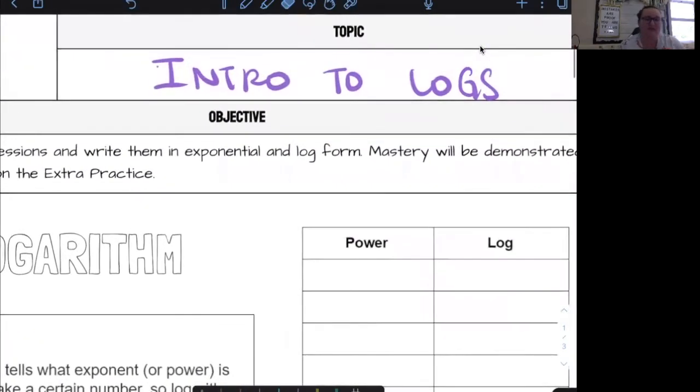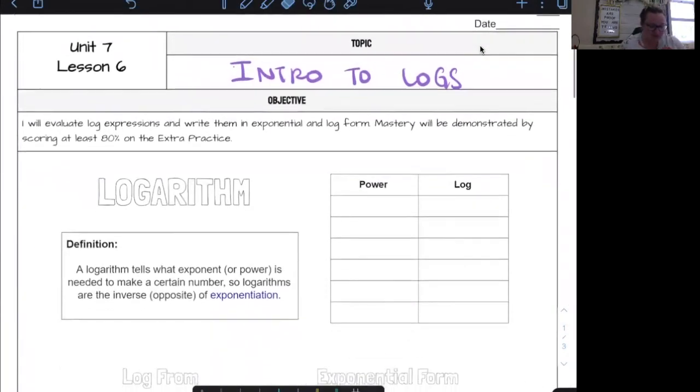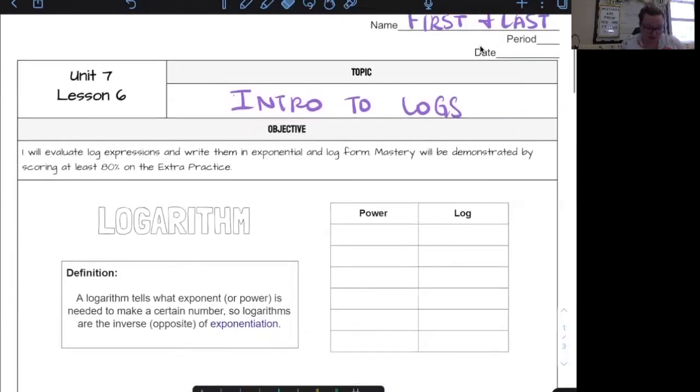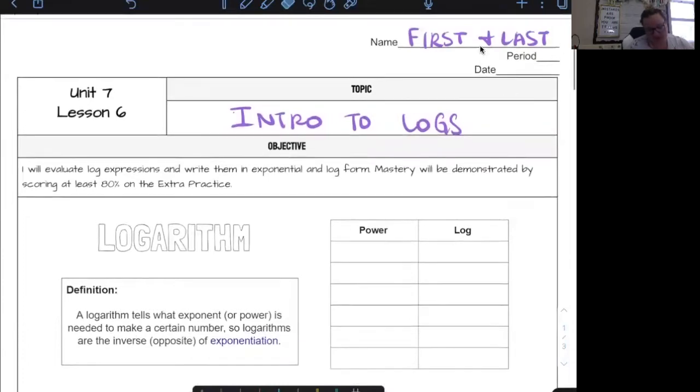So our main topic is Intro to Logs. I'm just going to introduce you to logarithms, kind of show you how they work, how we can evaluate logs, what they're for, all that good stuff. Today's objective is I will evaluate log expressions and write them in exponential and log form. Mastery will be demonstrated by scoring at least 80% on the actual practice.